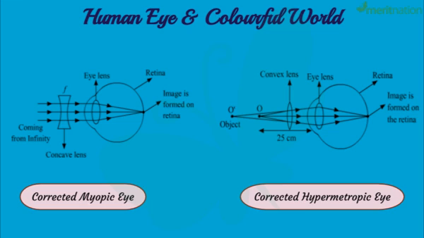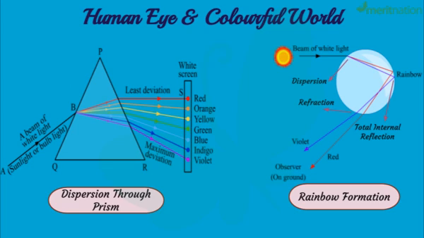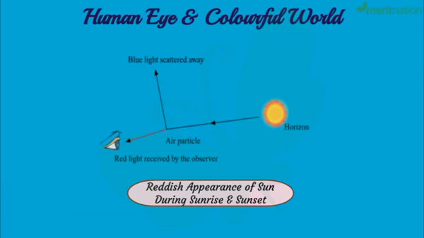Also, from this chapter, a question can come on explaining dispersion of white light using a prism with the help of a diagram. Even a diagram-based question can appear from the phenomenon of rainbow formation. The next important diagram from this chapter is the ray diagram depicting the reddish appearance of the sun during sunrise and sunset. The question on this would be very direct, like explain why the sun appears reddish during sunrise and sunset.